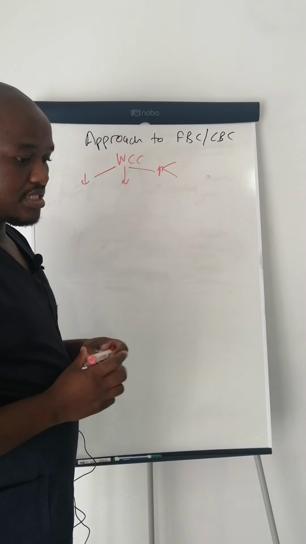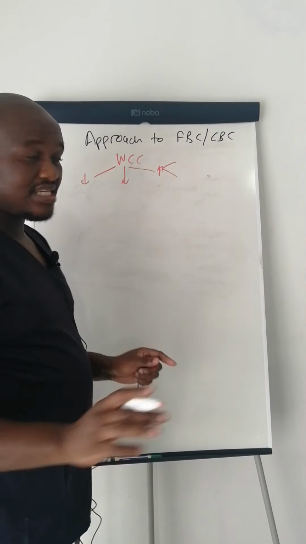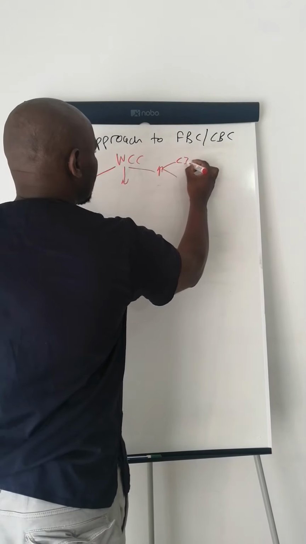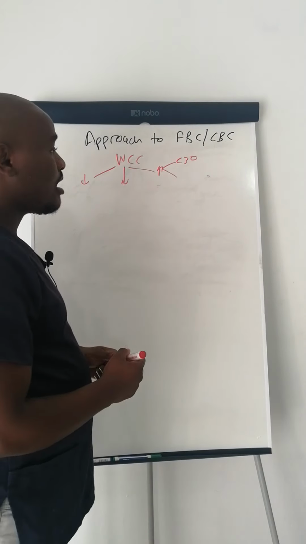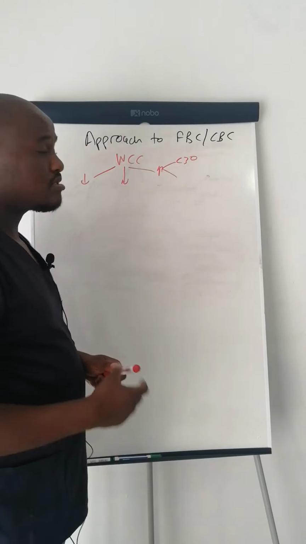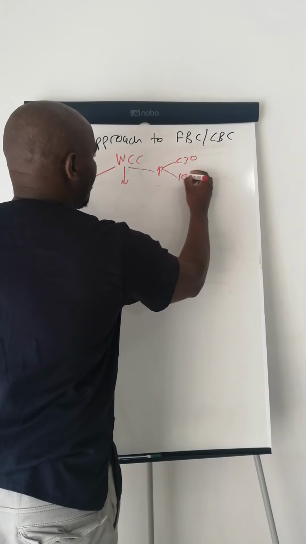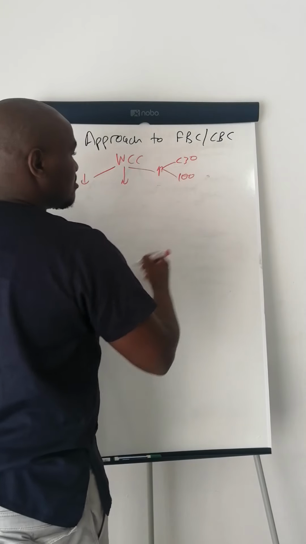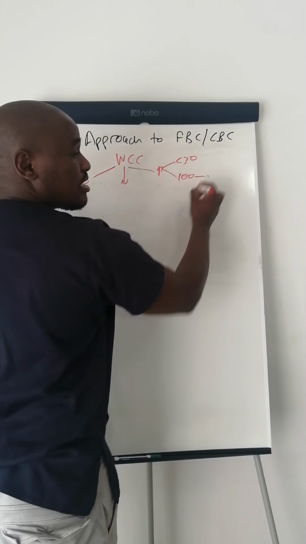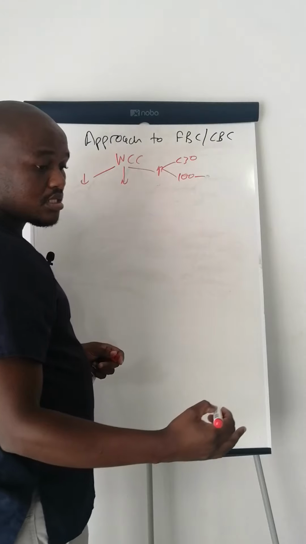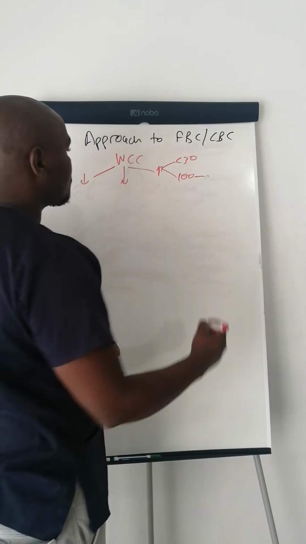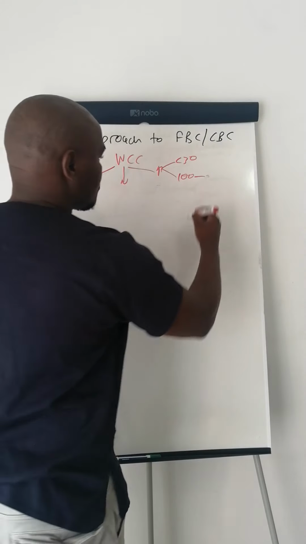If your white cell count is high but it's less than 30, it's likely to be an infection. But if it's about 100 and more, it's likely to be malignancy. Think about malignancy, like your leukemias.